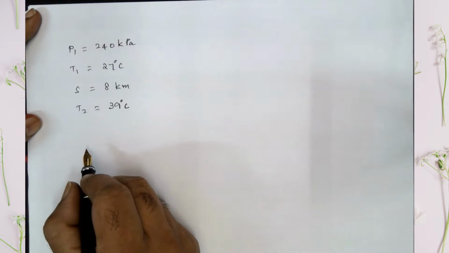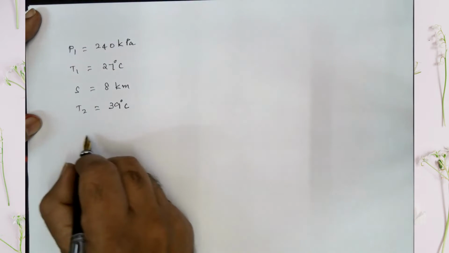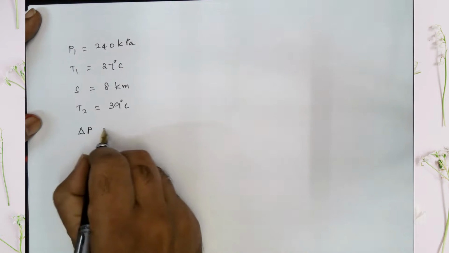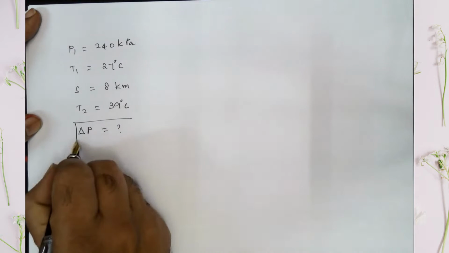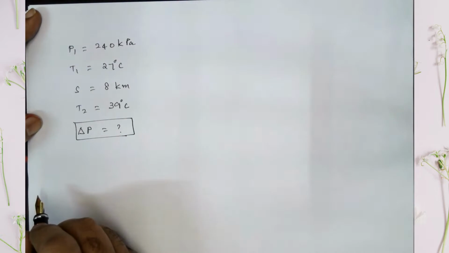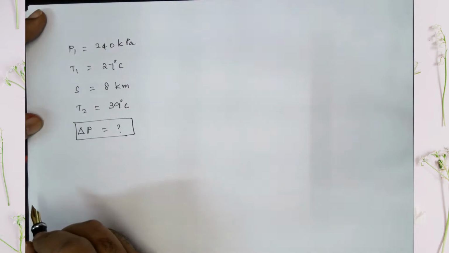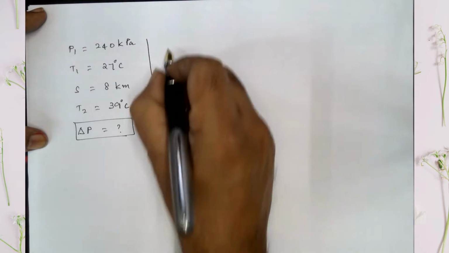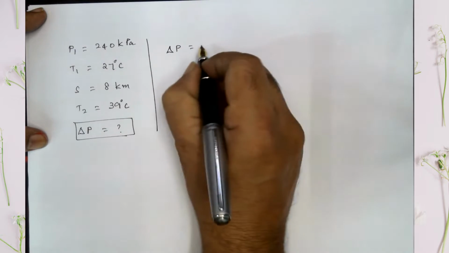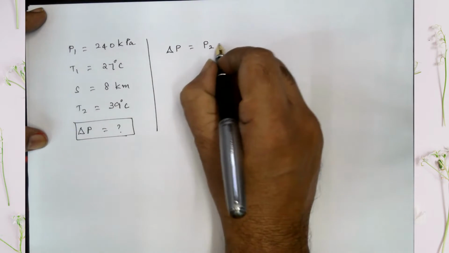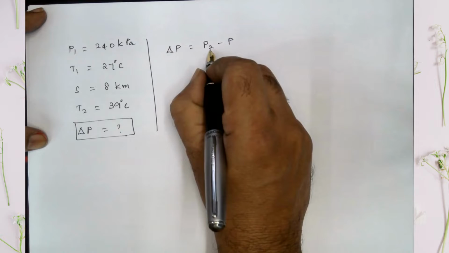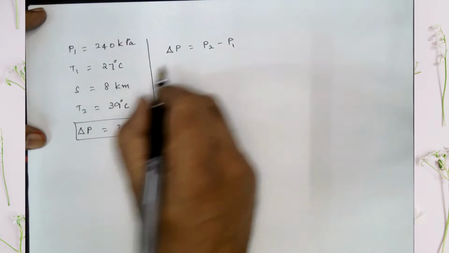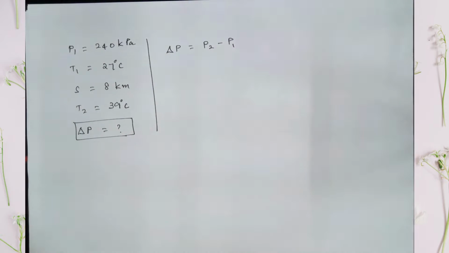What is the change in pressure? Delta P is asked. Change in pressure is asked when the student reaches the school. So change in pressure is nothing but final pressure minus initial pressure. So we have these parameters.